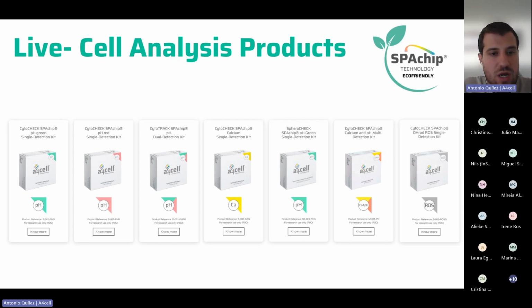So, kits for measuring pH at different wavelengths, also for measuring intracellular calcium levels. Also our SpheroCHECK product, the very first multiplex kit that measures pH and calcium simultaneously in live cells. And our latest development, the reactive oxygen species kit.